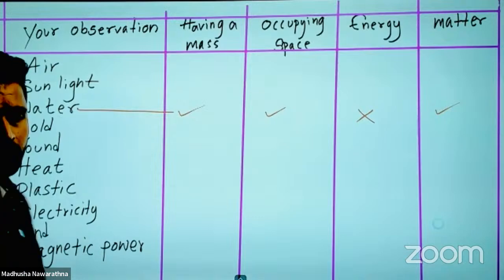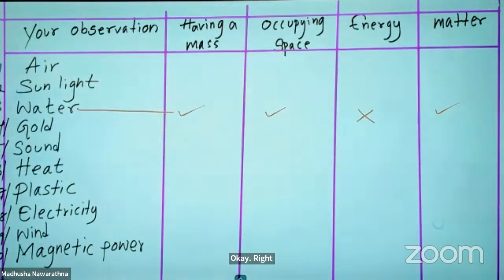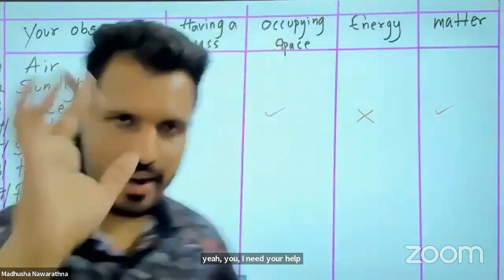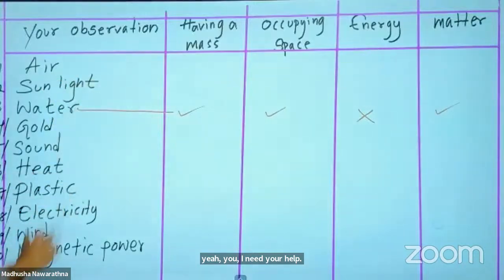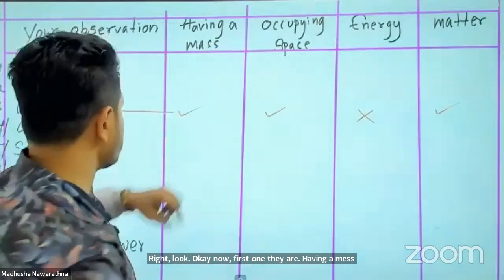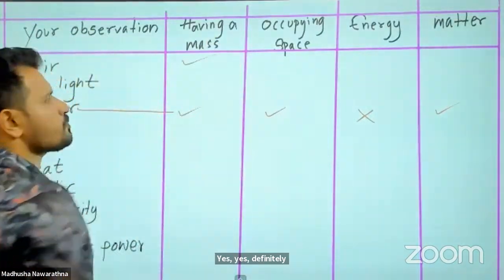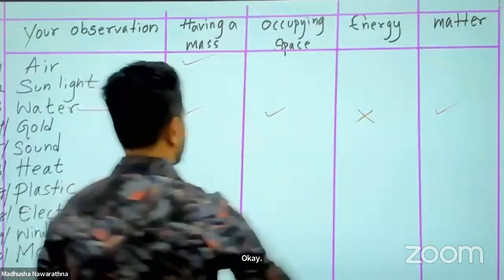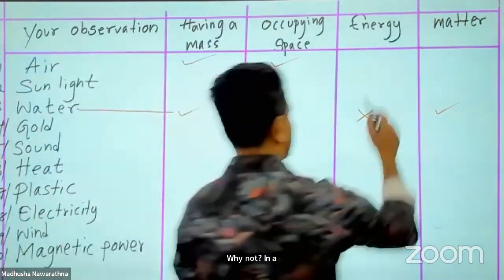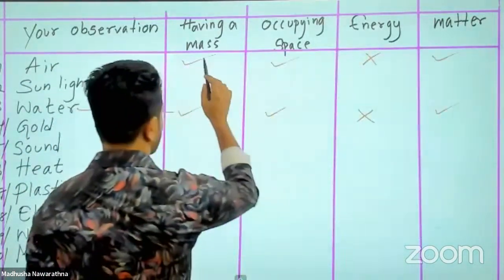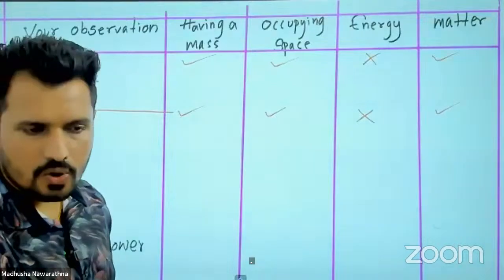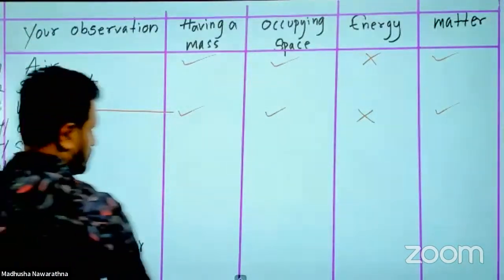Right, we'll discuss. Now, air. I need your help. Unmute and explain. First one, air. Having a mass for the air molecules? Yes, definitely. Occupying space? Yes. Energy or matter? It's a kind of matter. Because it has a mass and occupies space, it should definitely be matter.